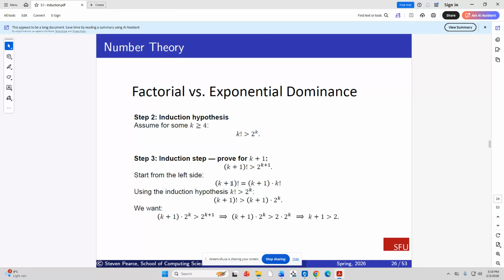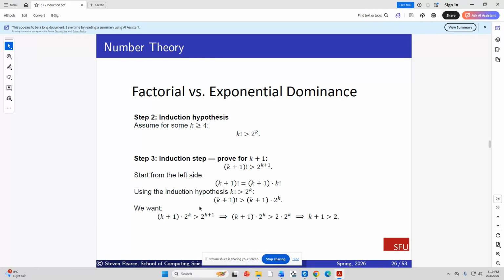Start from the left side. This is the left side. We multiply by k plus 1 factorial, and that's both sides. Okay, so if we multiply this by k plus 1, then it's k plus 1 factorial, is it not? It just goes into the factorial. K factorial times k plus 1 is k plus 1 factorial, and this is 2 to the k plus 1.